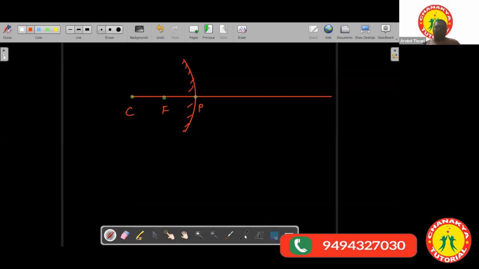Now, all the light rays which are coming towards the mirror, they should come parallel to the mirror. So they should come like this. All the light rays, they are coming parallel to the principal axis.